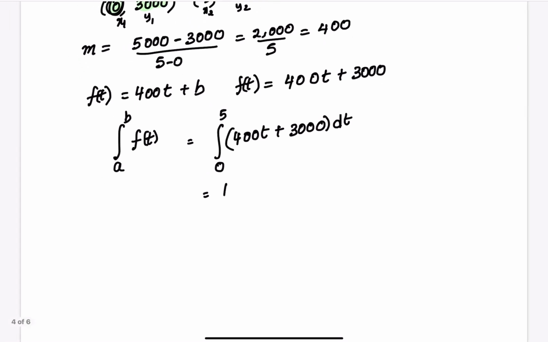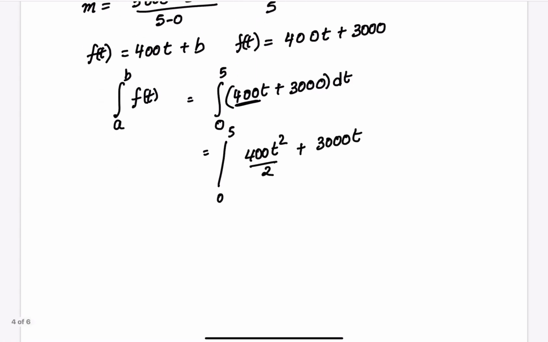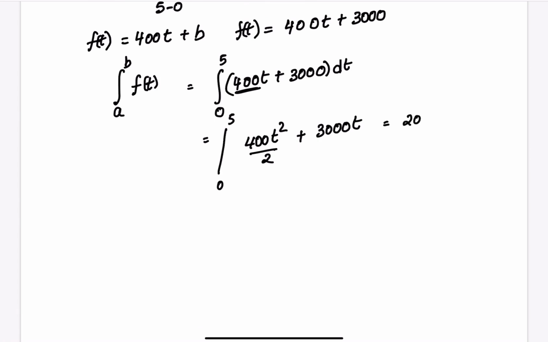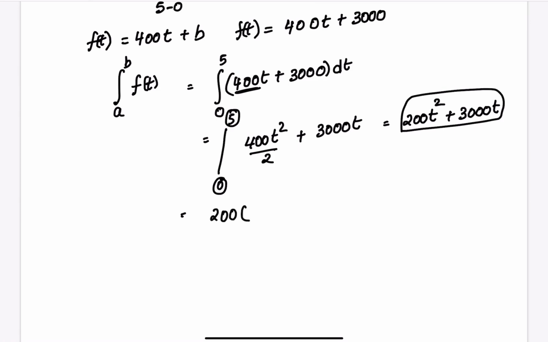So this is the integral from 0 to 5. The integral of 400t is 400t squared over 2, plus 3000t. And when I simplify this, this is going to be 200t squared plus 3000t. I don't have to plug in my 0 because when I plug in a 0, I get the whole thing as 0. So I'm going to go ahead and plug in my 5. 200 times t squared, 5 squared is 25, plus 3000 times 5. And let me go ahead and plug that into my calculator.